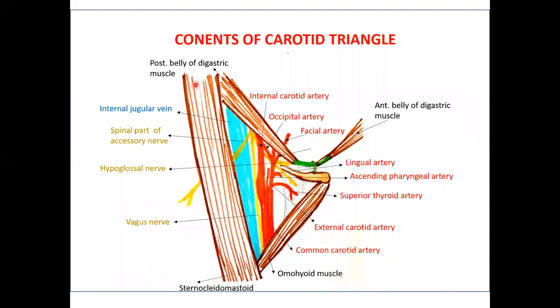Okay, and then this is a lovely picture drawn to show the contents of your carotid triangle again. So you have your internal jugular vein, your common carotid artery, and your internal carotid artery. It's not really showing the ansa cervicalis, but ansa cervicalis is in there, and a branch of your vagus nerve.